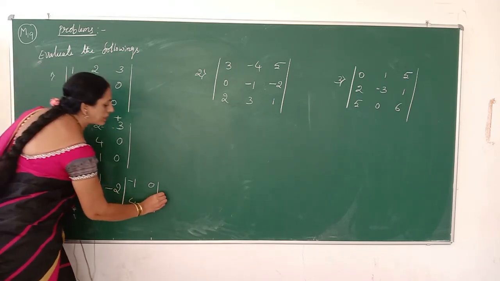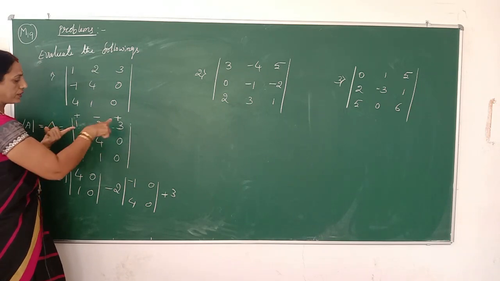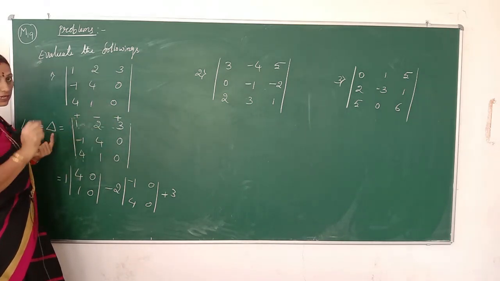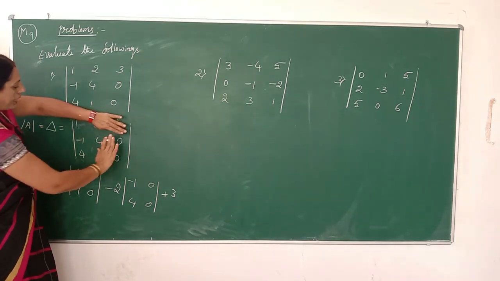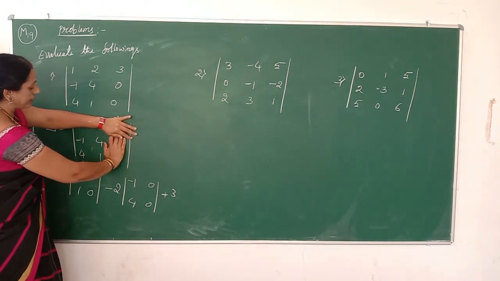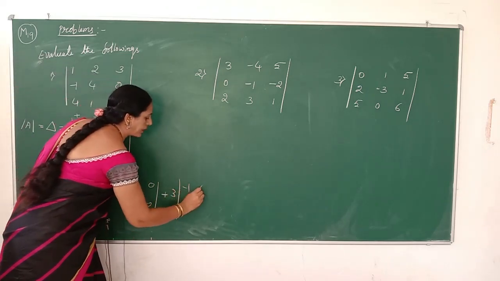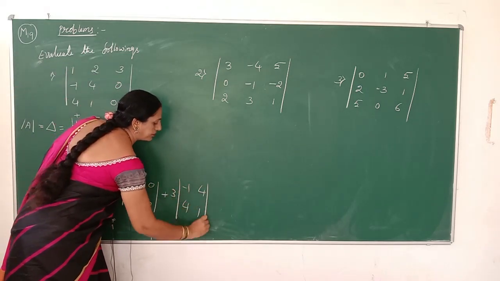Similarly, the third one is +3. 3 is an element of the first row, third column, and again these elements get neglected. The remaining elements are -1, 4, 4, 1.